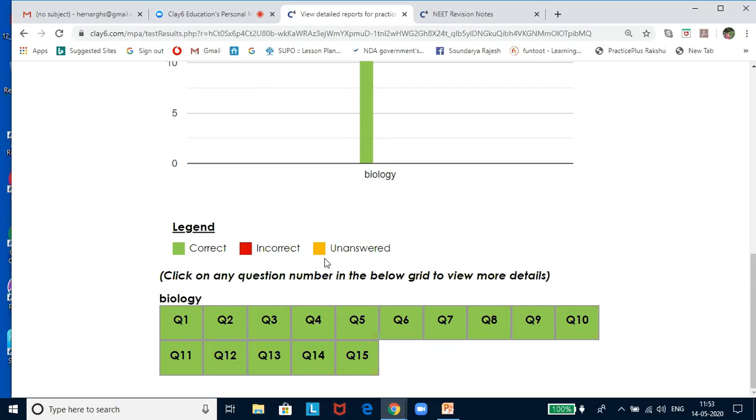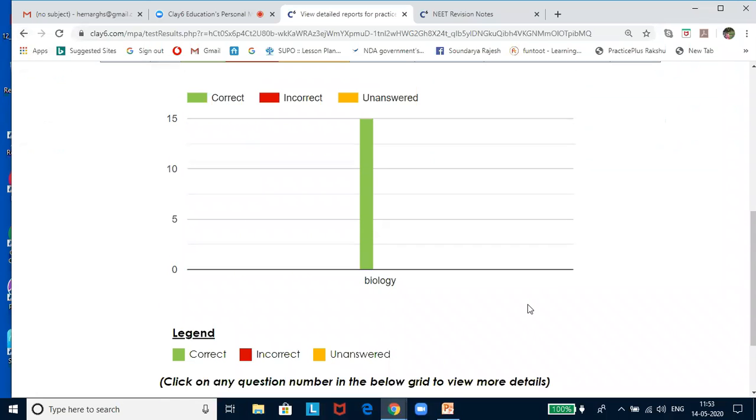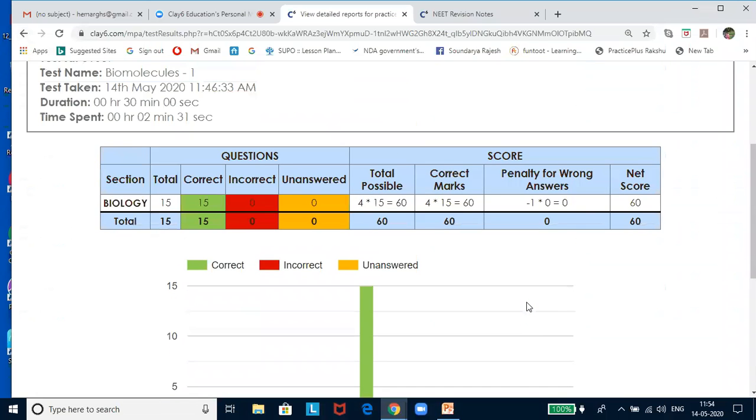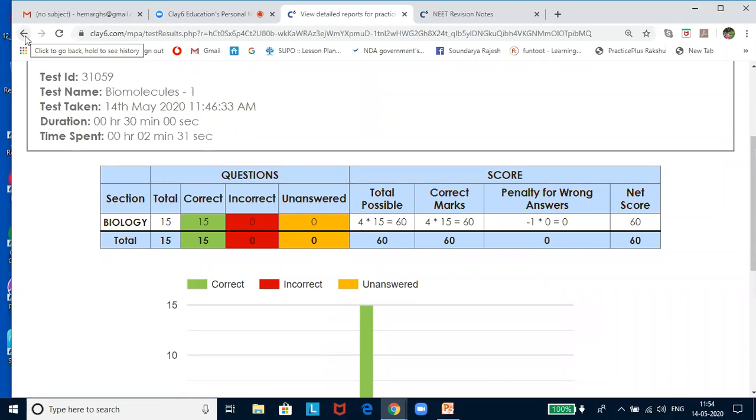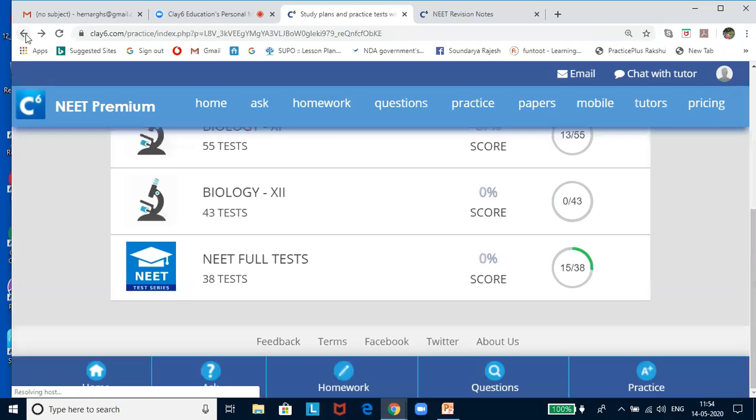Now, if it is yellow, then you can still click and understand what is the correct answer along with its explanation. This would really help you to understand your strengths and your weaknesses, and the way these graphs give you the analysis. This analysis will help you to do better and improve your scores in the final exam.